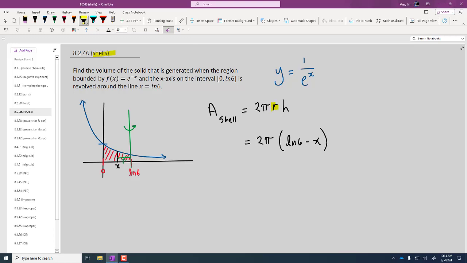So the radius right there, that is the radius. That's this distance across right there. Right x minus left x.